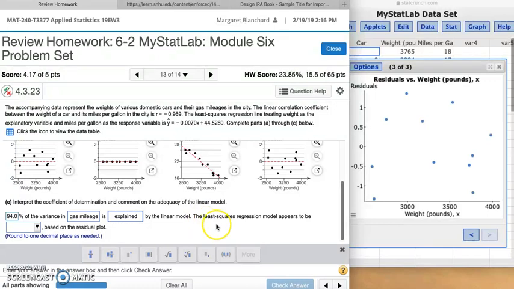The least squares regression model appears to be appropriate based on the residual plot. Remember, if the residual plot shows no discernible pattern, that implies that the linear model is appropriate. Here you would see a pattern. Here you see a pattern. In this one that we showed as our residual plot, there's no pattern, so we can say that it's appropriate.